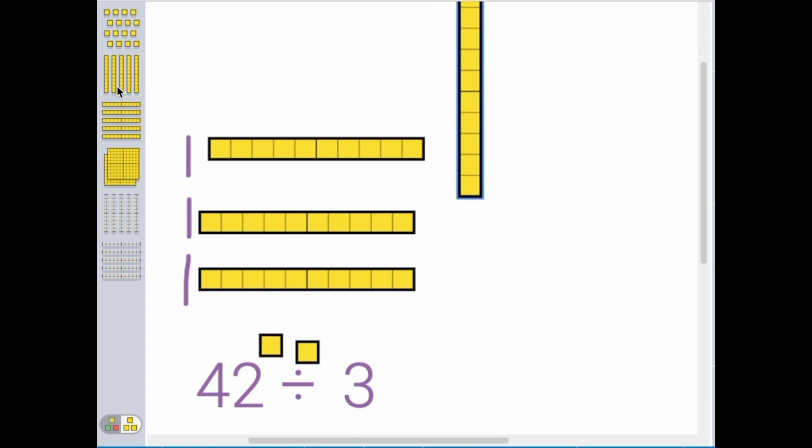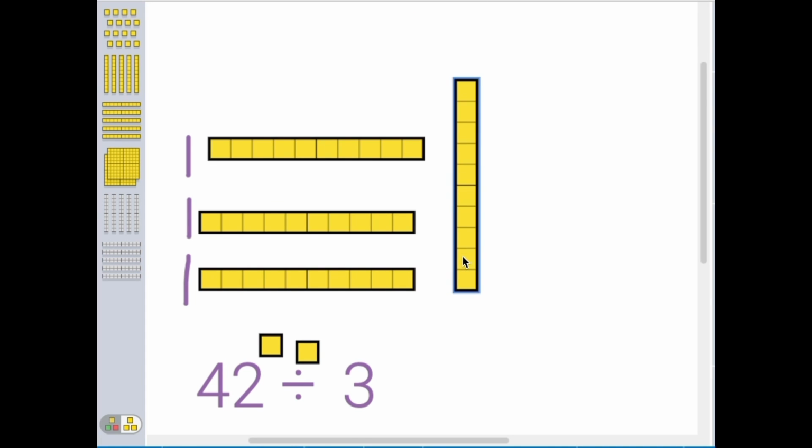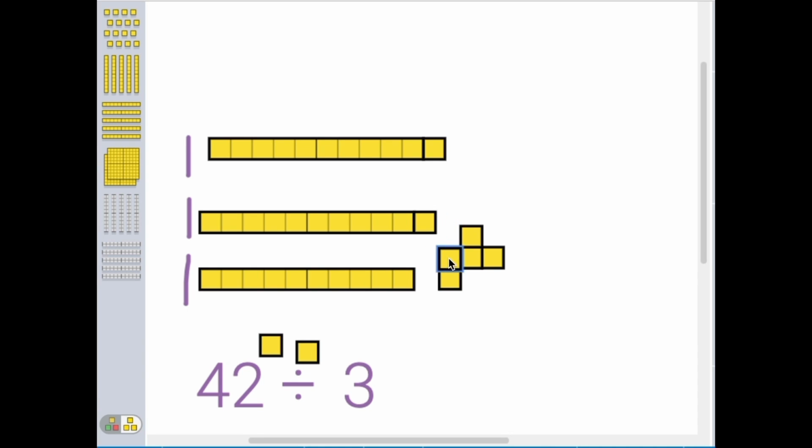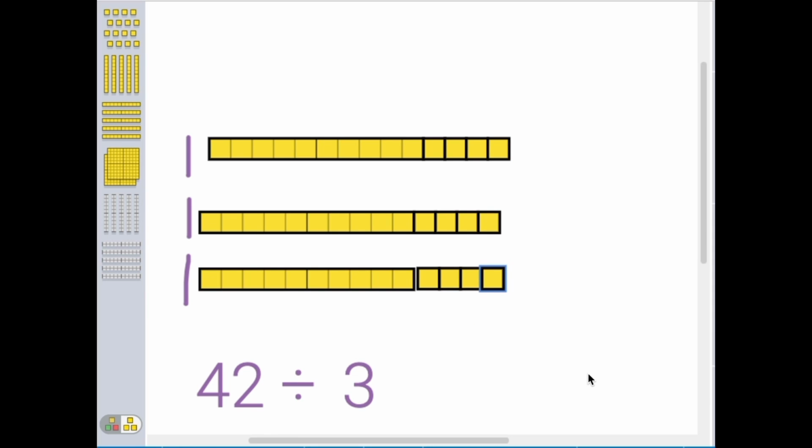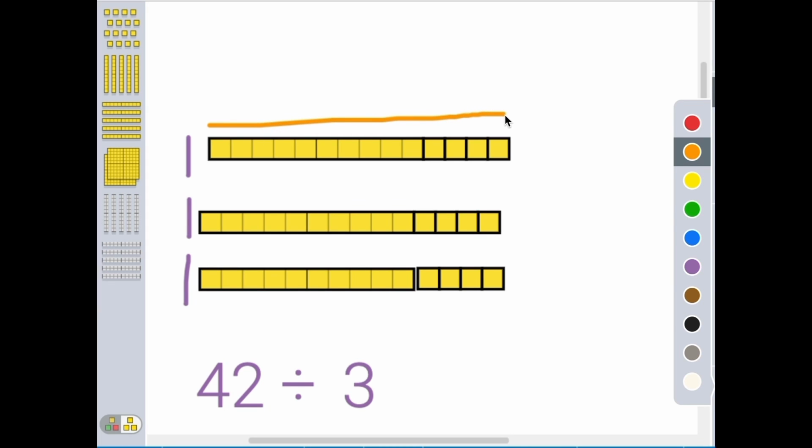I also can't turn it because it's still not even. So I'm going to have to exchange this for 10 ones. 1, 2, 3, 4, 5, 6, 7, 8, 9, 10. Now let's keep distributing them. Oh, we did not get a remainder this time. So our answer, 42 divided by 3, let's count up the top. So our length here, 1, 2, 3, 4, 5, 6, 7, 8, 9, 10, 11, 12, 13, 14. I have 14, so my answer is 14.